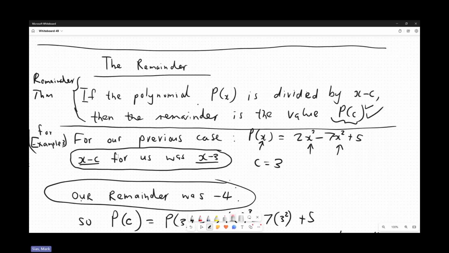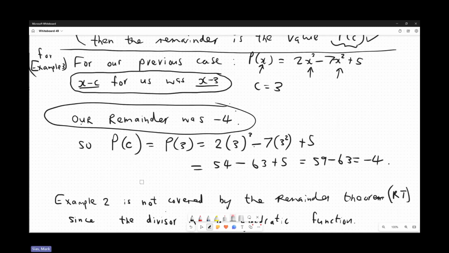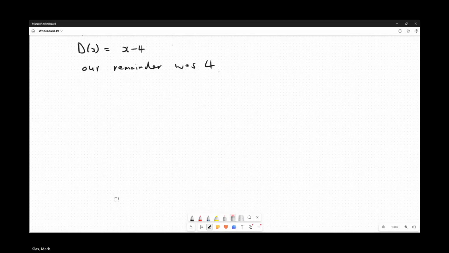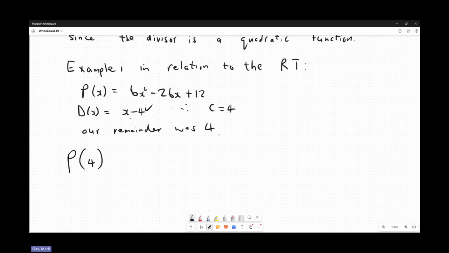Right. So this is the remainder theorem. If the polynomial P of x is divided by x minus c, then the remainder is the value P of c. What is c equal to for us, guys? In our case, what is c equal to? It was 4, right? C is equal to 4. The remainder was also 4. So we must get P of c, P of 4, and the answer must be 4. So let's calculate P of 4, guys, and see if we get 4.